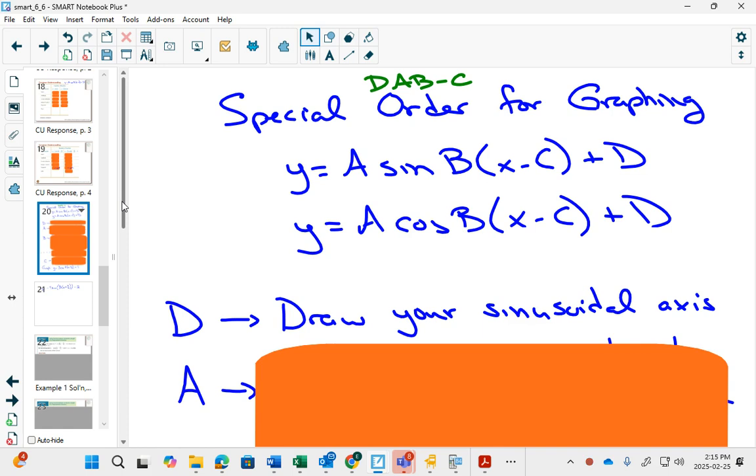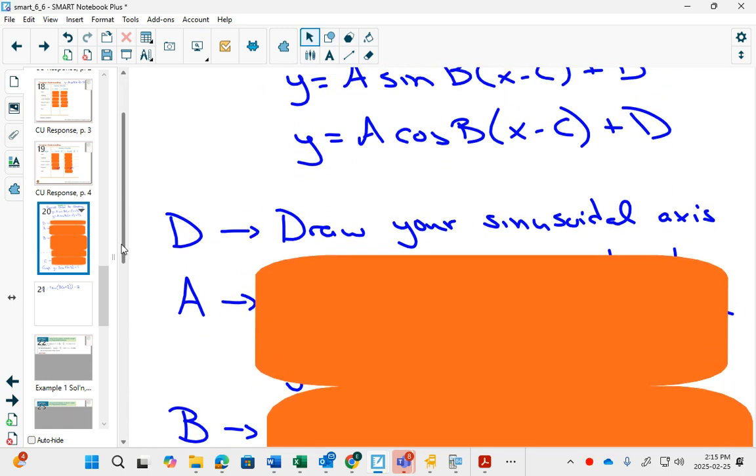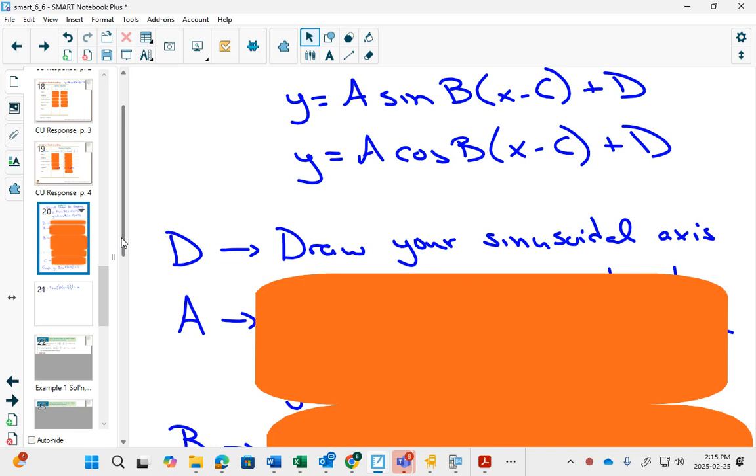And the very first thing you're going to do in DAB C is draw your sinusoidal axes. Because your center line started at 0, can you see that multiplying and dividing would keep your center line at 0 no matter what? So that's why you're allowed to start with it by moving up and down, because the multiplying and dividing actually don't affect it.